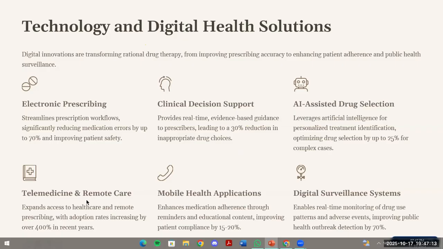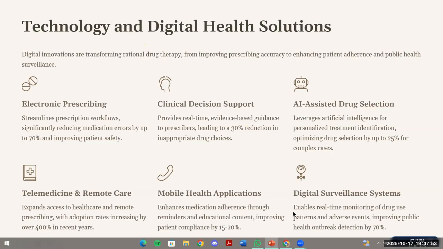Not only that, on COVID-19, telemedicine and remote care have given us a lesson, expanding access to healthcare. Remote prescribing has increased from 0 to 400% in recent years. Mobile health applications also provide reminders, so we can remind ourselves that we have taken the drug, at the right time and the right dose. Education through mobile healthcare applications has improved patient compliance by 15 to 20%.